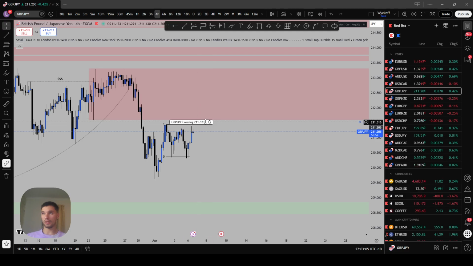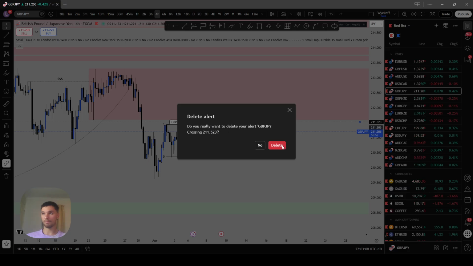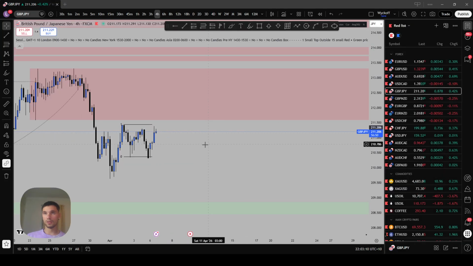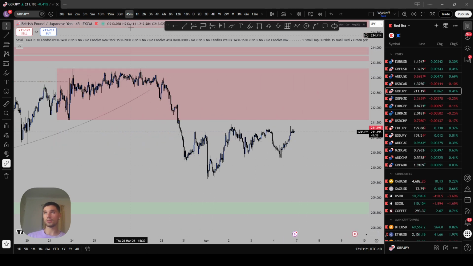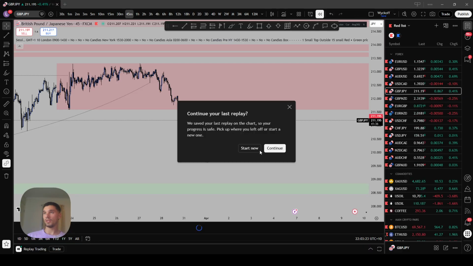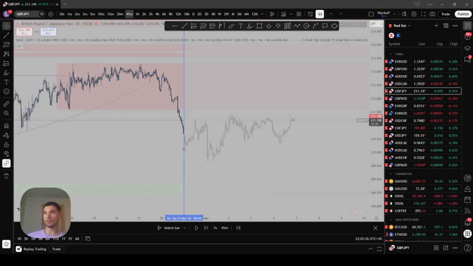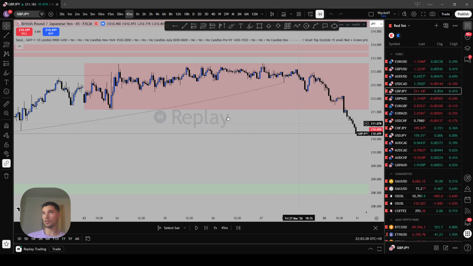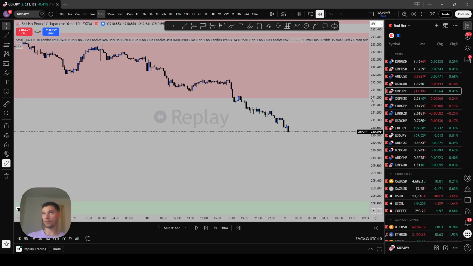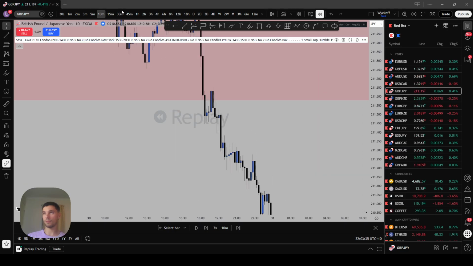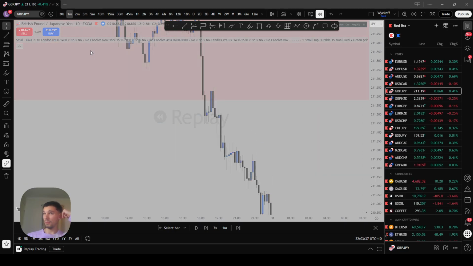But it does look like this has technically invalidated itself. It's no longer any form of distribution. I'm just going to wait to see what price does. At some point it will mitigate this supply, and I do think there is some overlapping structure supply here, which we will definitely have a look at. Just going to go straight to the 1 minute one here.